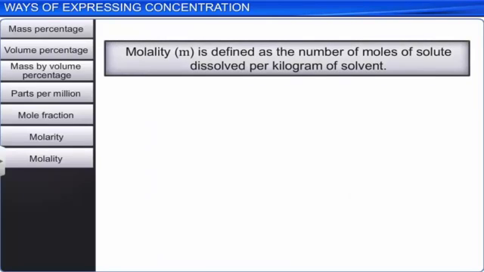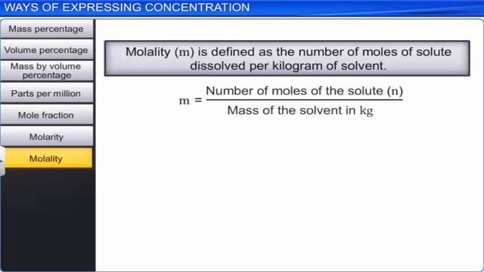Another very important method of expressing the concentration of a solution is molality. It is represented by small m. Molality is defined as the number of moles of a solute dissolved per kilogram of solvent. Mathematically, it is represented as m is equal to n, the number of moles of the solute, divided by the mass of the solvent in kg.